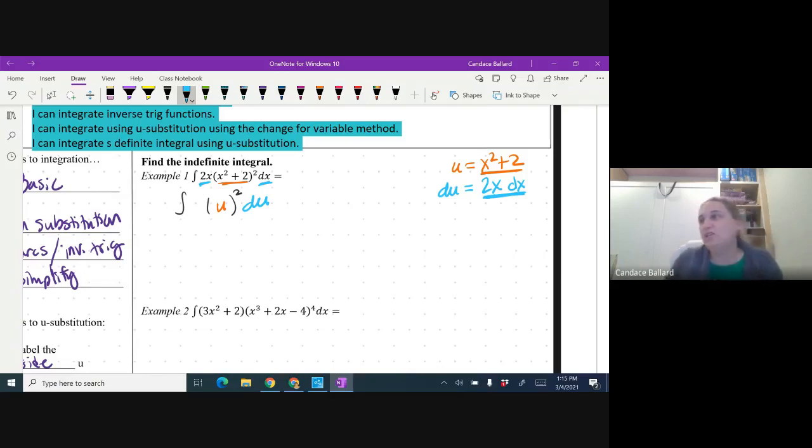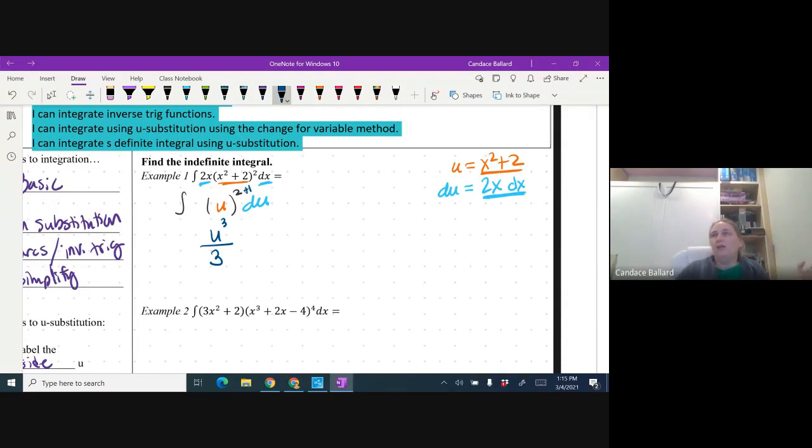Doesn't that look much nicer to integrate? We all could do that, right? Because all we have to do is add 1 and divide by the new exponent. So much nicer, right? So let's add 1. So I've got u to the third divided by my new exponent 3. Okay, what do I put at the end? What do I put at the end? Let's see what we remember if we've been doing our integration. What goes at the end?